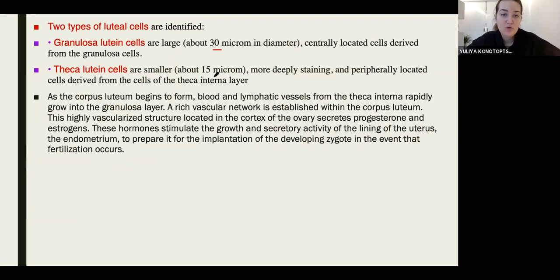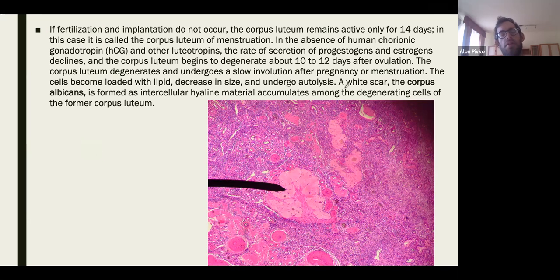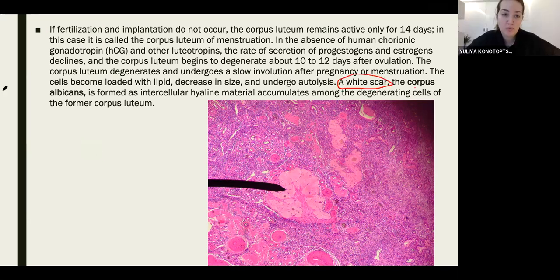Okay, so we talked about them. Size could be important. And remember, what are they making, right? So they're making estrogen and progesterone. About 75% of their secretion is actually progesterone. Now, if fertilization does not occur, okay, so no fertilization is happening, so what will it become? What will corpus luteum become? It will become a scar. It will become corpus albicans, right?